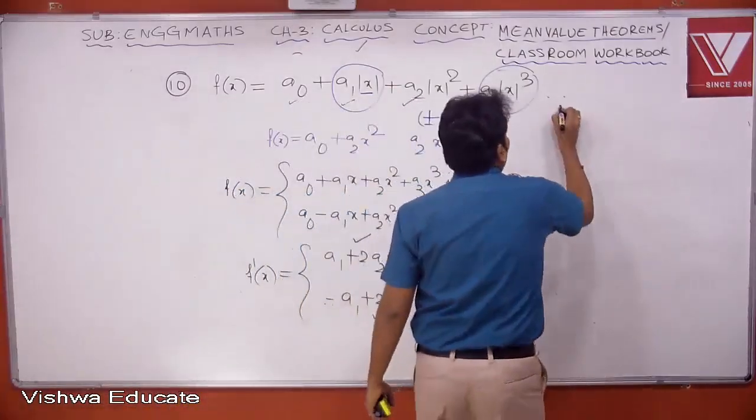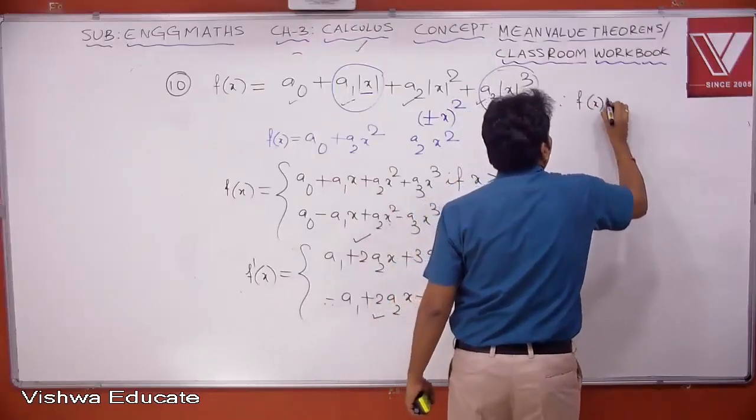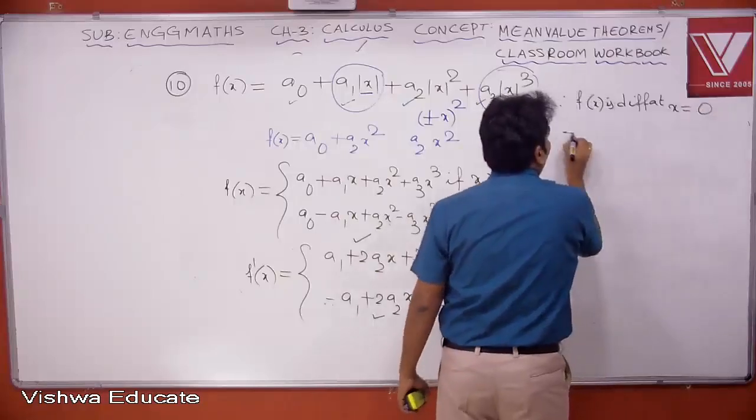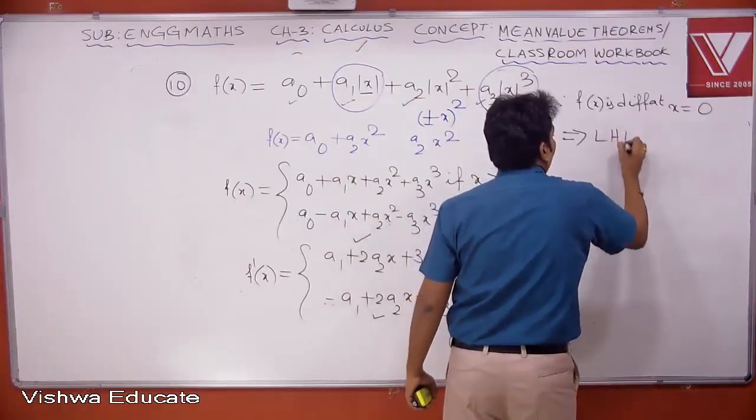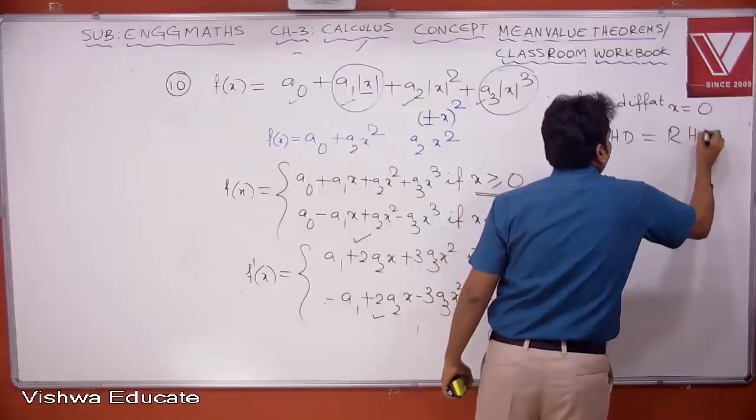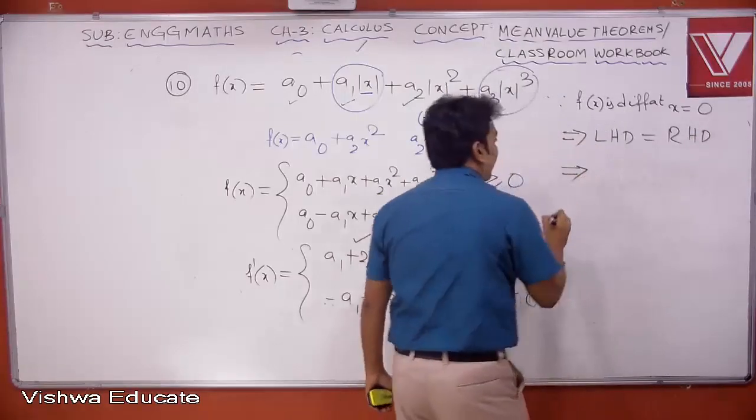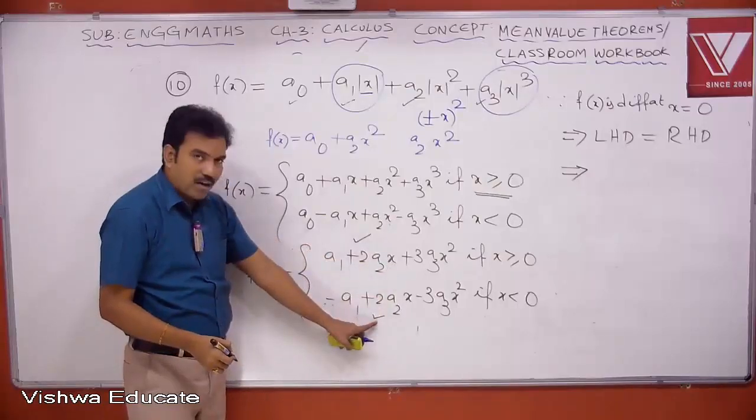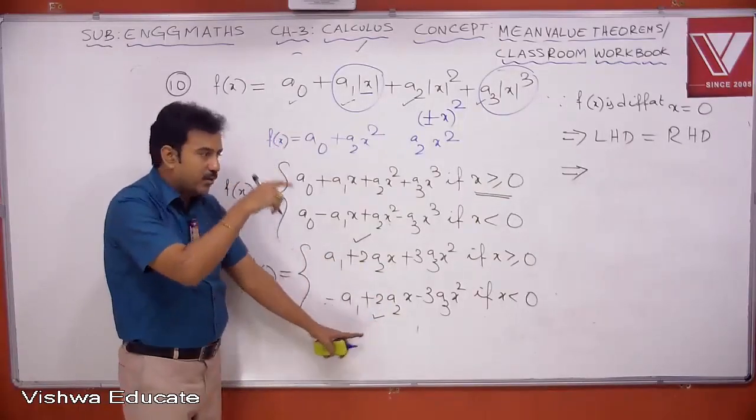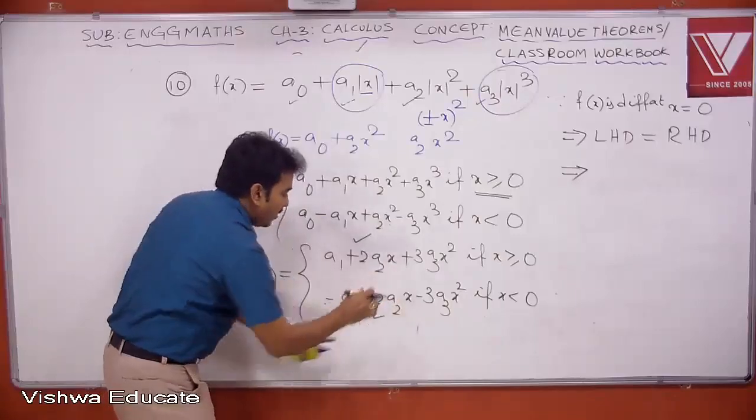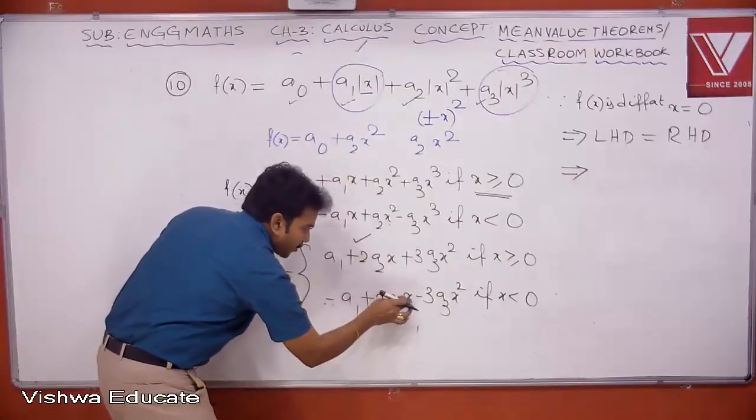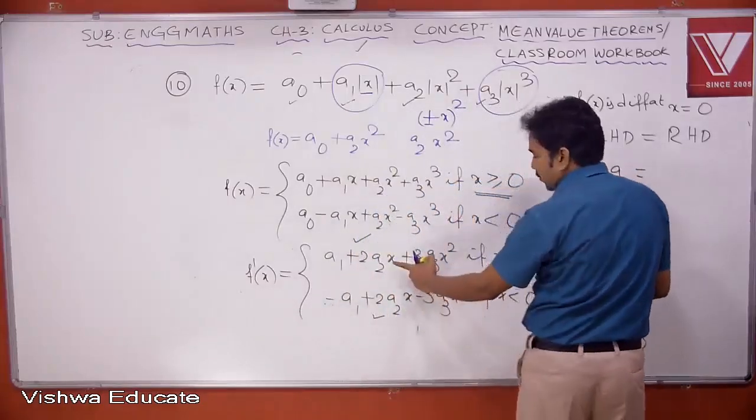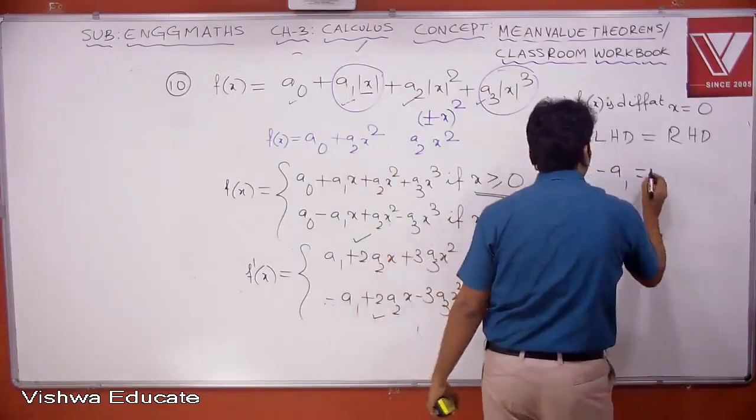Since f of x is differentiable at x equal to 0, LHD must be equal to RHD. Now we were discussing derivative at 0. This is the function for right hand derivative, function for left hand derivative. But we need to find derivative at 0. So replace x by 0 here and x by 0. This is LHD. Replace x by 0, we get minus a1. And replace x by 0, you will get right hand derivative, it is a1.